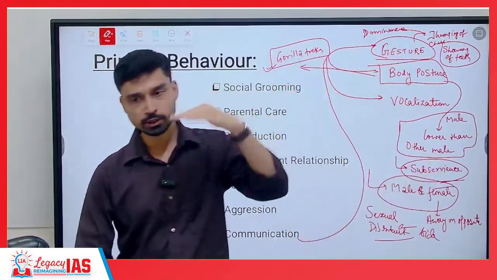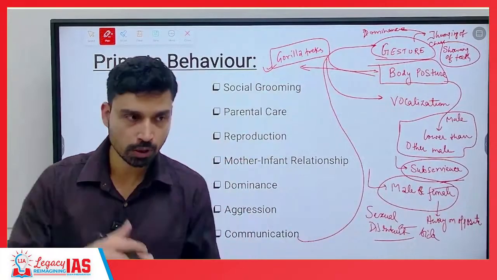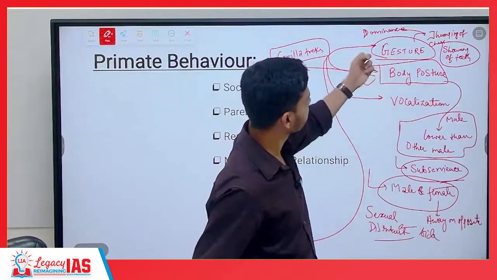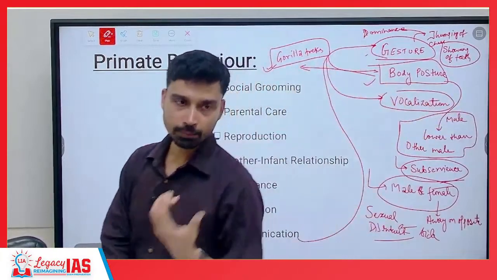Their body posture always needs to be what? Lower. That is why people there walk in a crouch position. They do not walk in a standing position near the gorillas. So that is the example of body posture. Obviously they do not have language, but they can produce sounds.